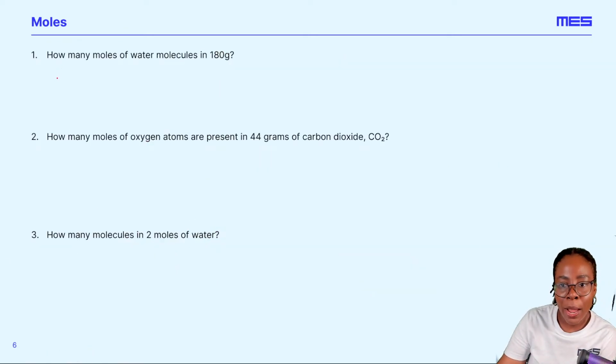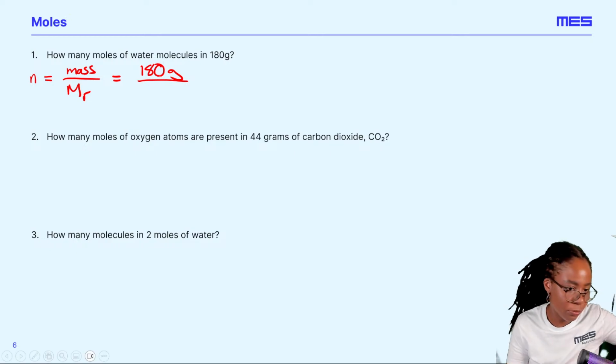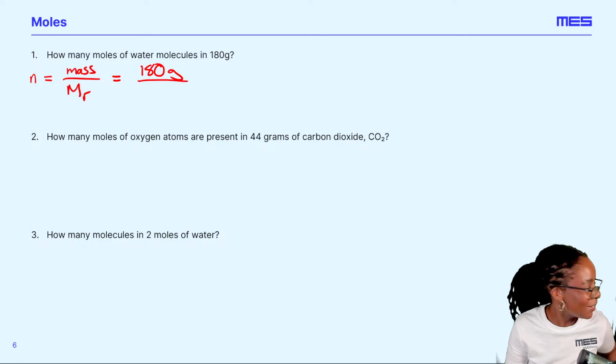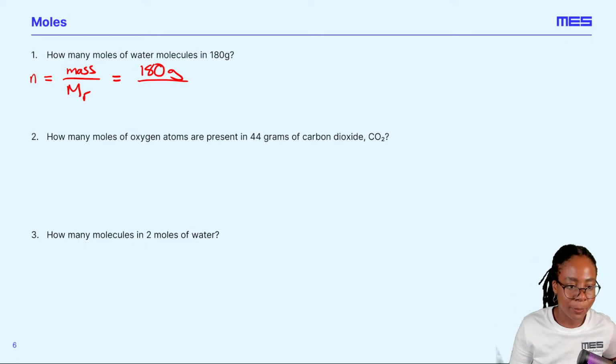If I asked you how many moles of water molecules are there in 180 grams, well, as you've all told me, if we've got mass in grams, then we're going to use the expression moles are equal to mass over MR. Our mass comes directly from the question, 180 grams. Our MR, where do we get that from? Remind me. How do we get the MR? Where does that come from?